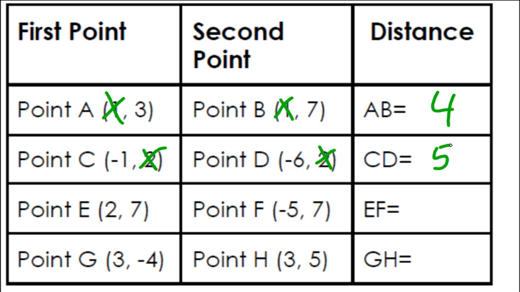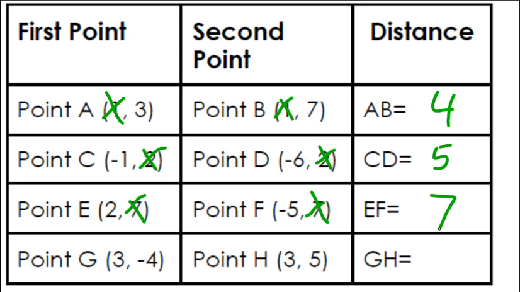Third one, points E and F. The 7s are the same, so we eliminate those. And we're going from 2 to -5. A little trickier, maybe. How far apart is 2 and -5? 7. So when the signs are different, like a positive and a negative, we're going to add the absolute values. So 2 plus 5 gives us the 7.